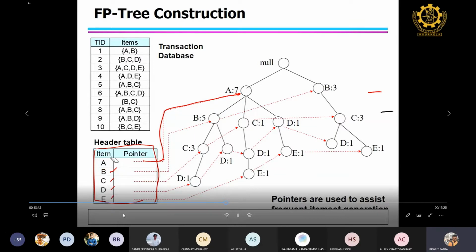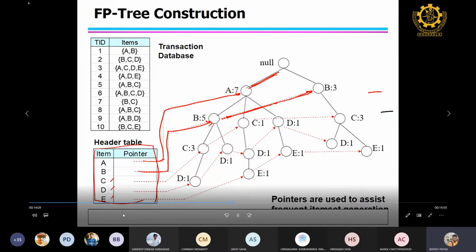Similarly, this was B. So B will be connected to the first B, and this B is connected here, but this is a threaded tree. Okay. So let's say this is the actual link, and this is another link here. That's why it is written in a threaded way, to distinguish which one is the tree link and which is the link from item to item.